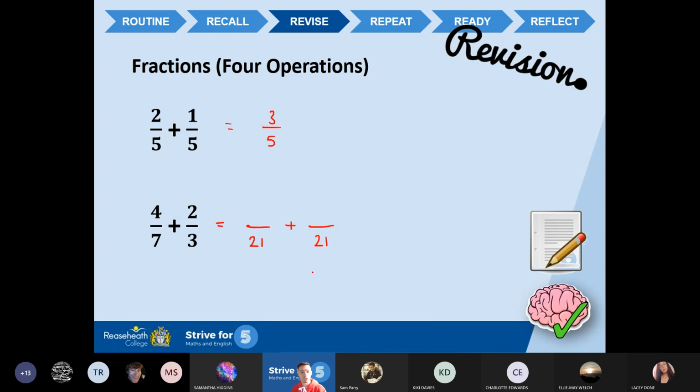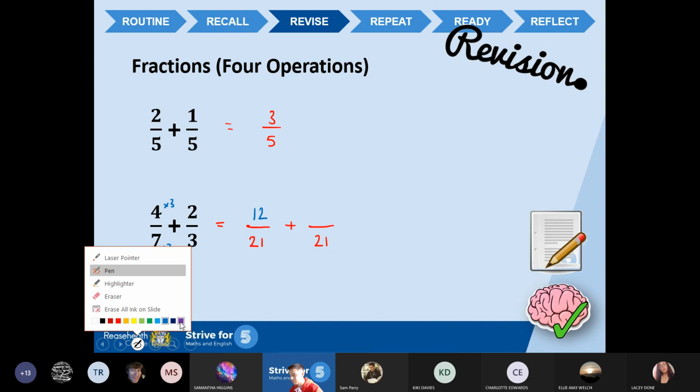Now, this is the crucial bit, and this is the bit you need to pay attention to, because this kind of underpins everything that we've just done. So I have to ask myself, how did I get from 7 up to 21? Well, I timesed it by this 3 here, so I did times by 3. Now, whatever I do to the bottom, I have to do to the top, okay? So I have to do 4 times 3 as well. 4 times 3 gives me 12, so the top number is going to be 12.